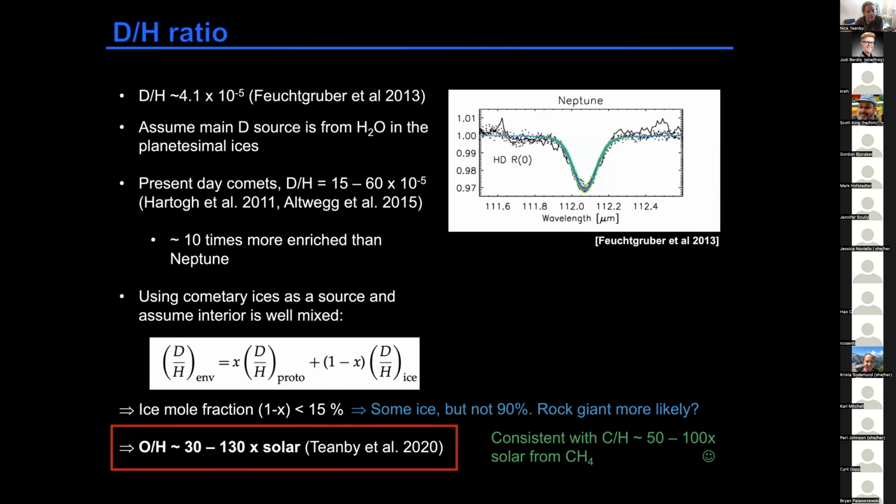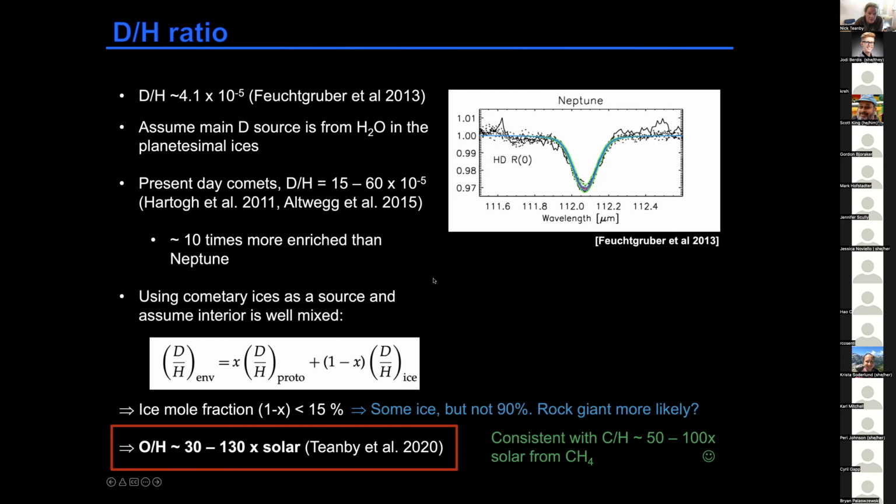So what about the D to H ratio? That has been measured spectroscopically to be about 4 times 10 to the minus 5. That's with the ISO Space Telescope. We can assume that deuterium is from water in the planetary ices that form these planetesimals that form Neptune. That's an obvious place for it to come from. The weird thing here is if we look at present day comets, the D to H ratio in those is actually quite a lot higher. So 15 to 60 times 10 to the minus 5. So about 10 times more enriched than Neptune.